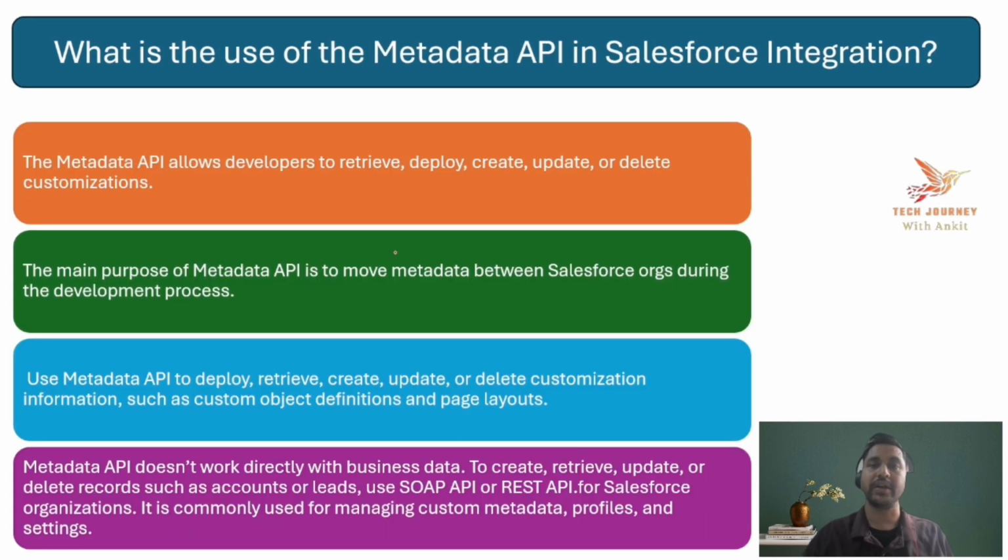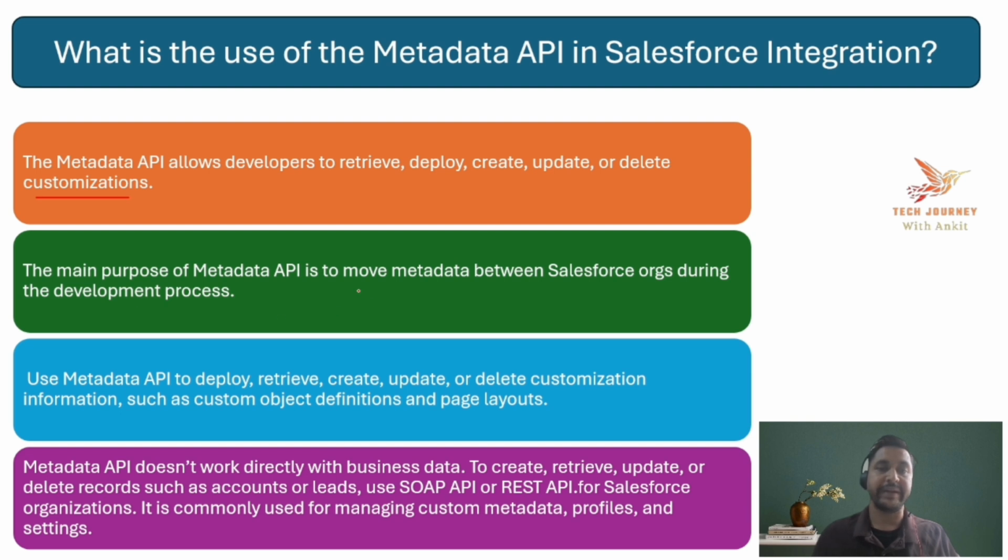Next one here is, what is the use of metadata API in the Salesforce? When should you go for the metadata API? The metadata API basically allows you to retrieve, deploy, create, update or delete the customizations. This time we are not dealing with the data. Again, I am repeating here, we are dealing with the customization. So whenever you have to perform the operations of retrieval, deployment, create, update, or delete the customizations, then you will go for the metadata API.